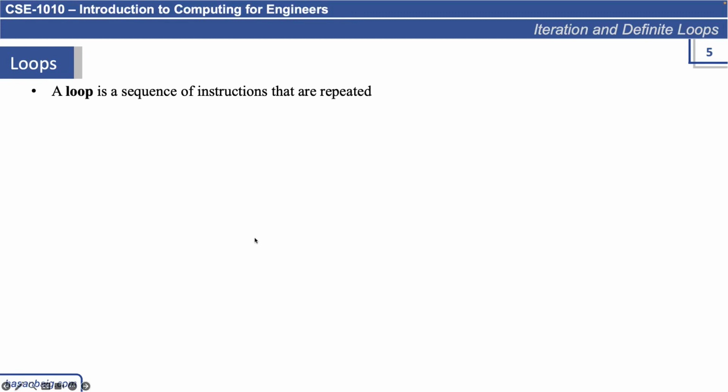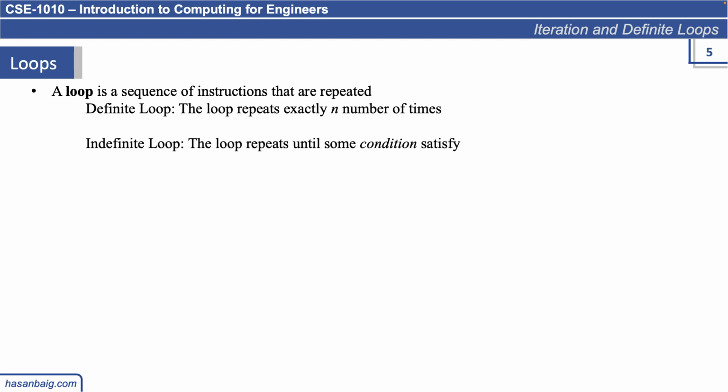So a loop is a sequence of instructions that are repeated. With the help of a loop, we can execute a set of instructions or a single instruction multiple times, as many times as we want, without writing that many lines of instruction. There are two types of loops. In a definite loop, the loop repeats exactly n number of times, and in an indefinite loop, it repeats the piece of code indefinitely, like until a certain condition is satisfied.